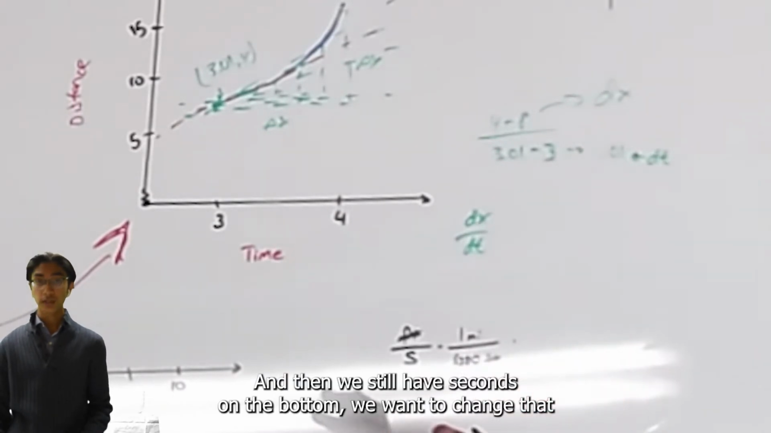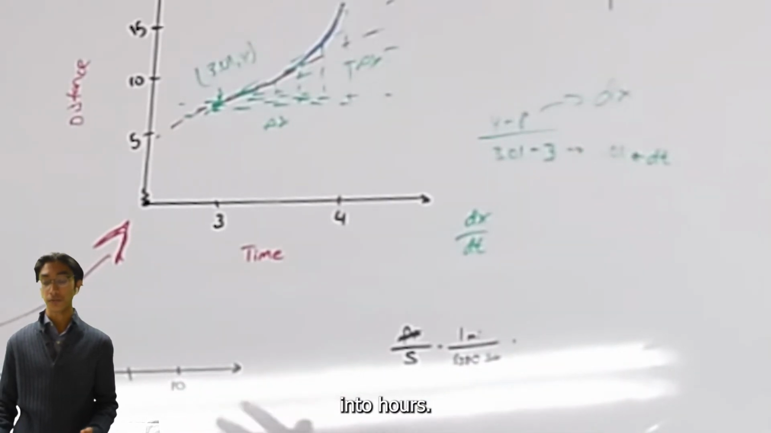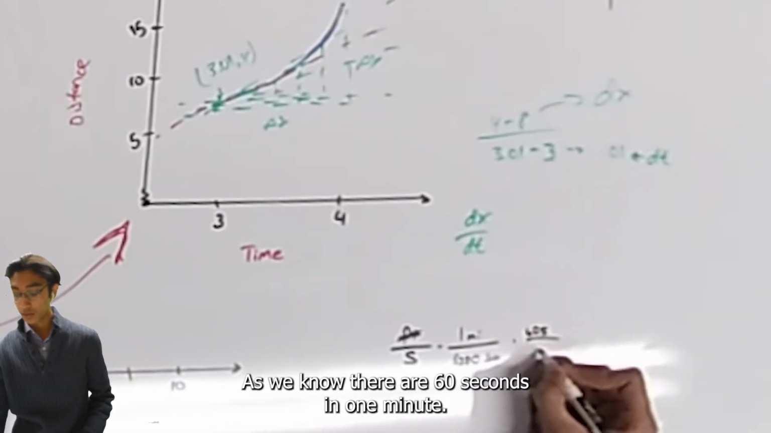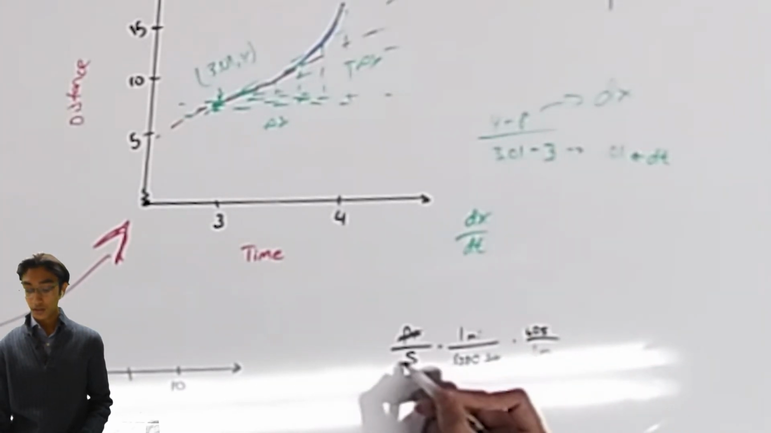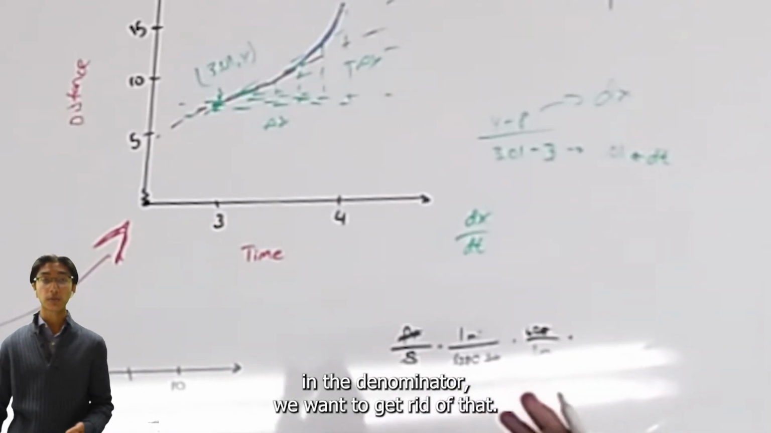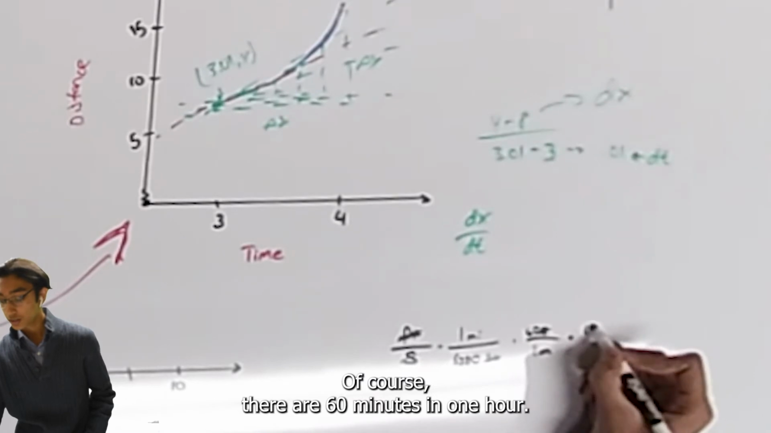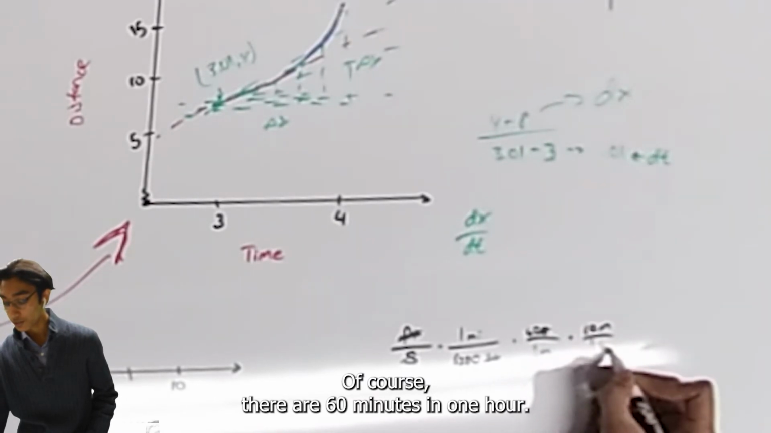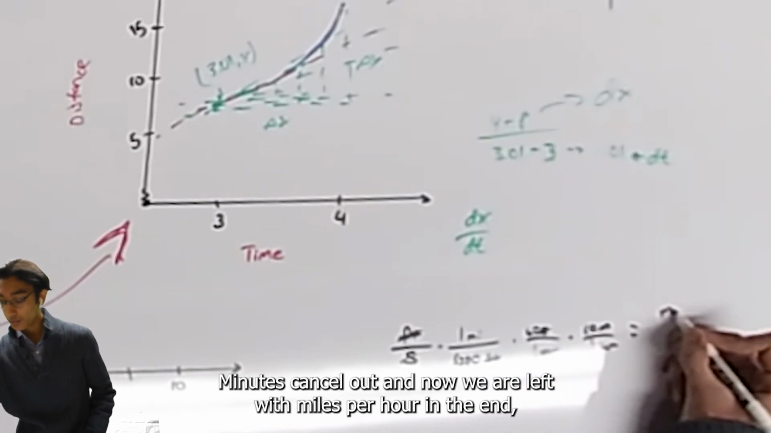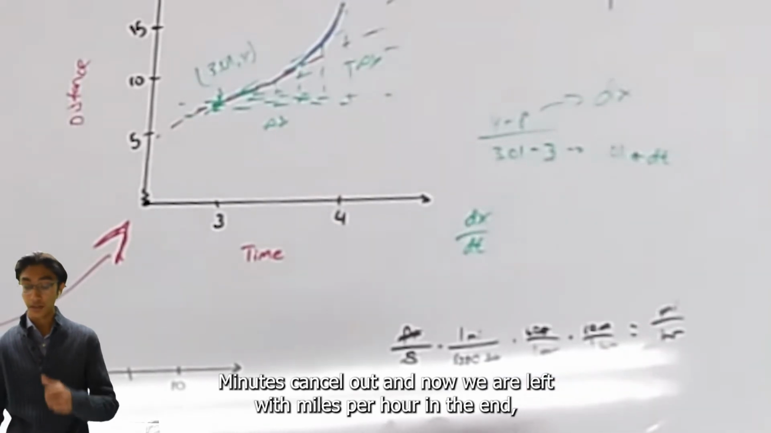And then since we still have seconds on the bottom, we want to change that into hours. As we know, there are 60 seconds in 1 minute. The seconds cancel out. But now we have minutes in the denominator. We want to get rid of that. Of course, there are 60 minutes in 1 hour. Minutes cancel out. And now we are left with miles per hour in the end.